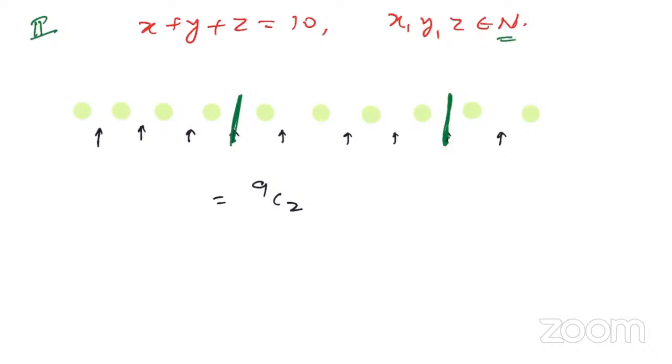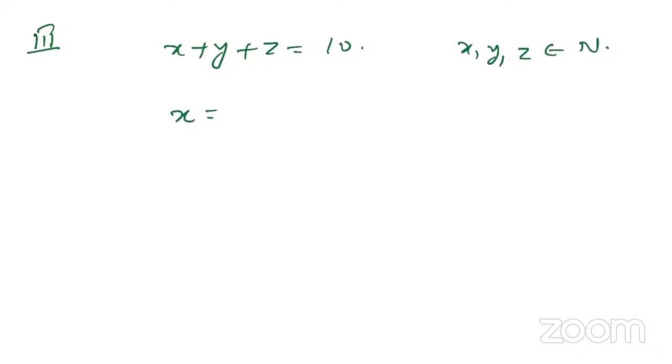But the best method is the third one. How is this the best method and how can you solve by this? The third one: x plus y plus z is equal to 10, where x, y, z belong to natural numbers, right? So I'm taking x as t1 plus 1, y as t2 plus 1, z as t3 plus 1.